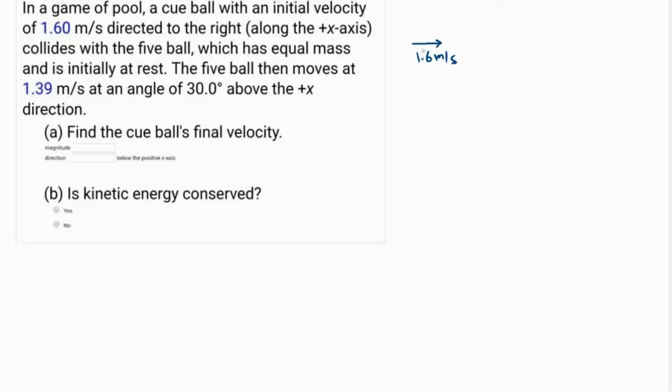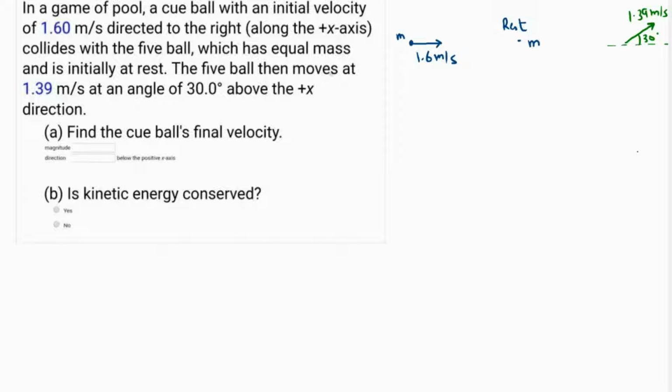And it collides with the 5 ball, which is an equal mass. So this is, let's say, of mass m. Then this is the 5 ball, which is also of mass m, but this was at rest. After collision, the 5 ball moves at 1.39 meter per second at 30 degree above the x-axis. So the 5 ball moves like this, right? 30 degree above the x-axis at 1.39 meter per second.